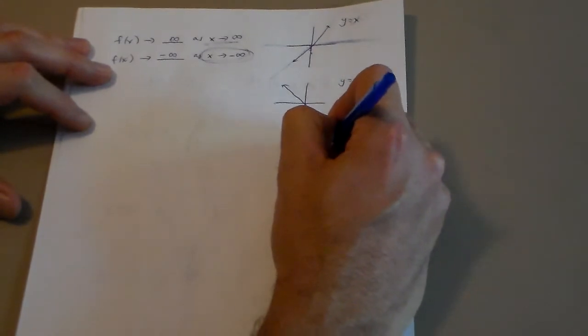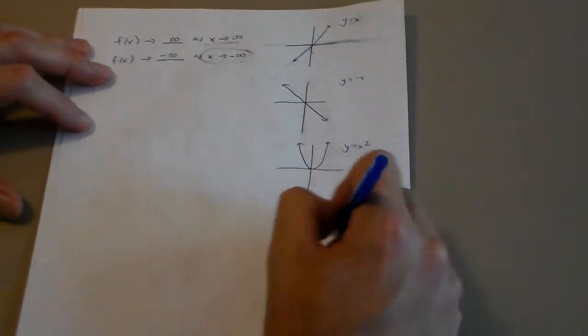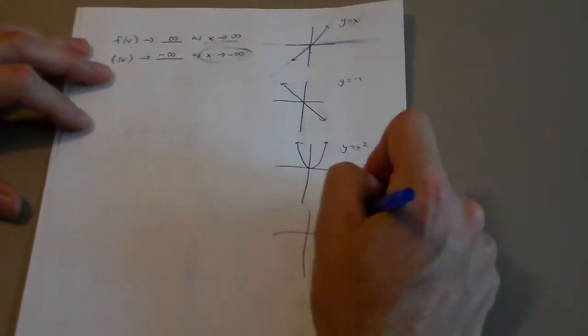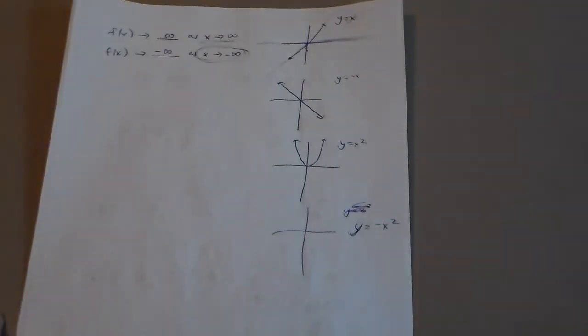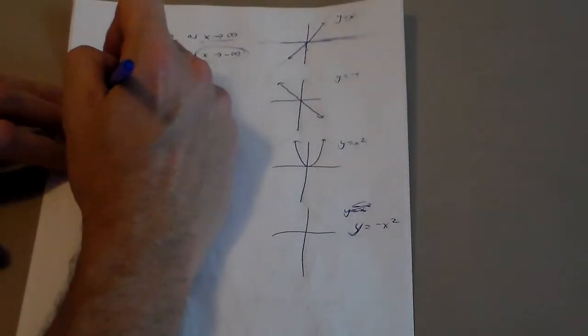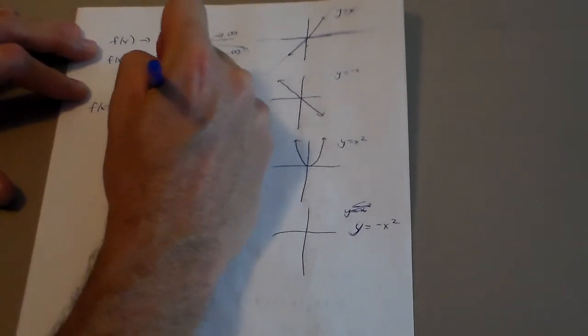y equals x squared. And y equals negative x squared. Okay, let me write that again. y equals negative x squared. All of the graphs, when we're doing end behavior, have to be like one of these four. That's it.